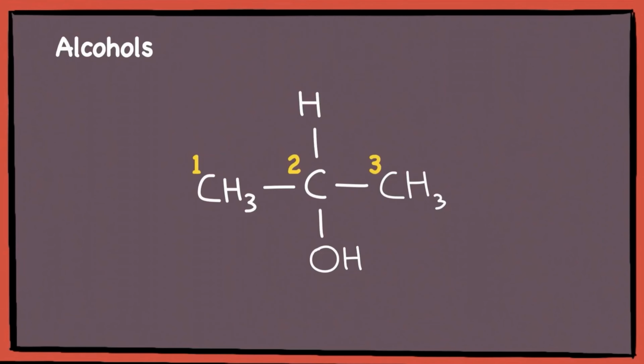Next, there are 3 carbon atoms in the parent chain here, but the OH group is attached to the second carbon atom of the parent chain. Hence, we will name this propan-2-ol.